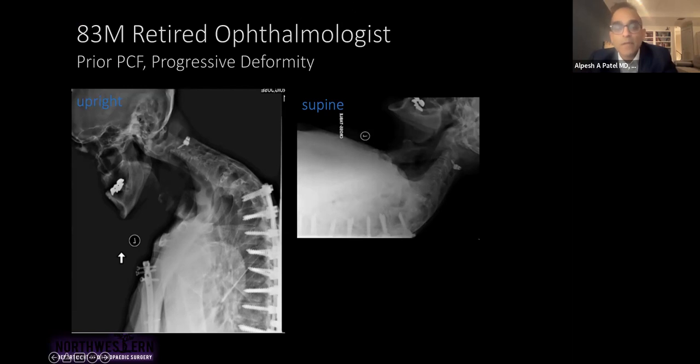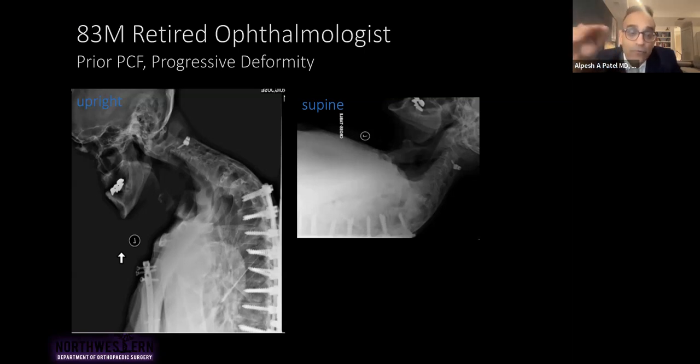still do, who had come to see me. The failure here is on a few modes, but let's walk through it. So he's an 83-year-old gentleman. He was a retired ophthalmologist. He had had a number of prior surgeries. You can see his humeral nail. You can see he's had a thoracolumbar surgery.